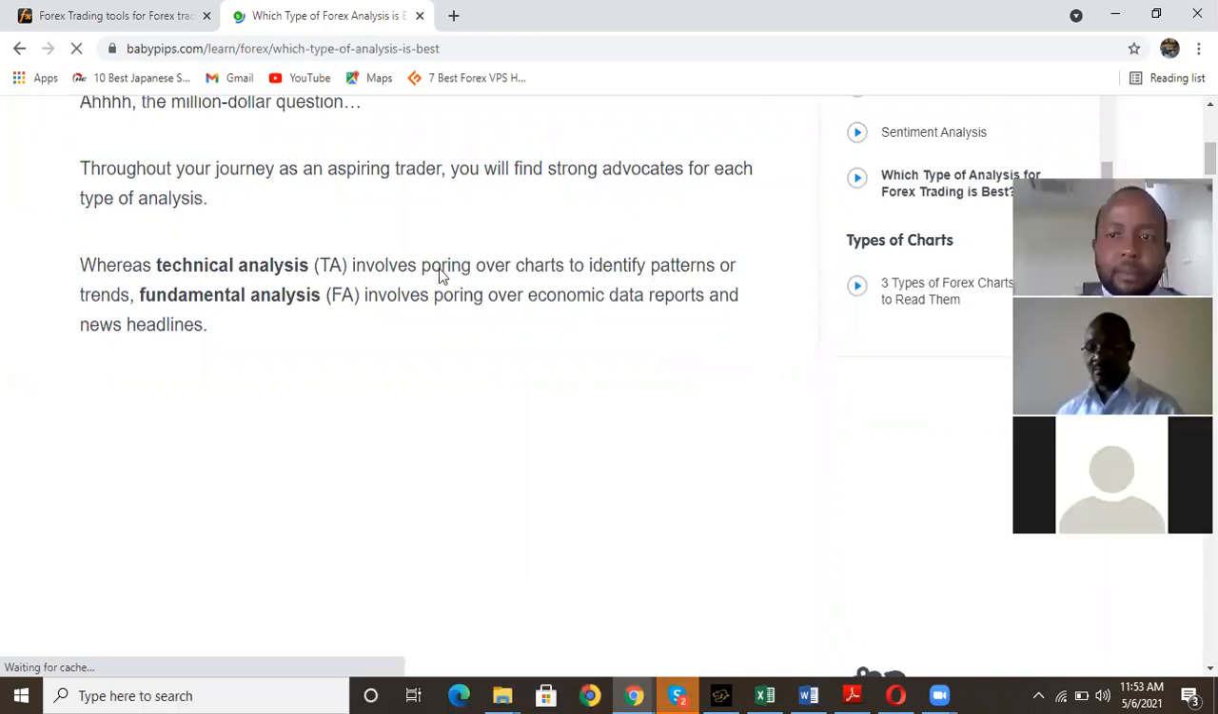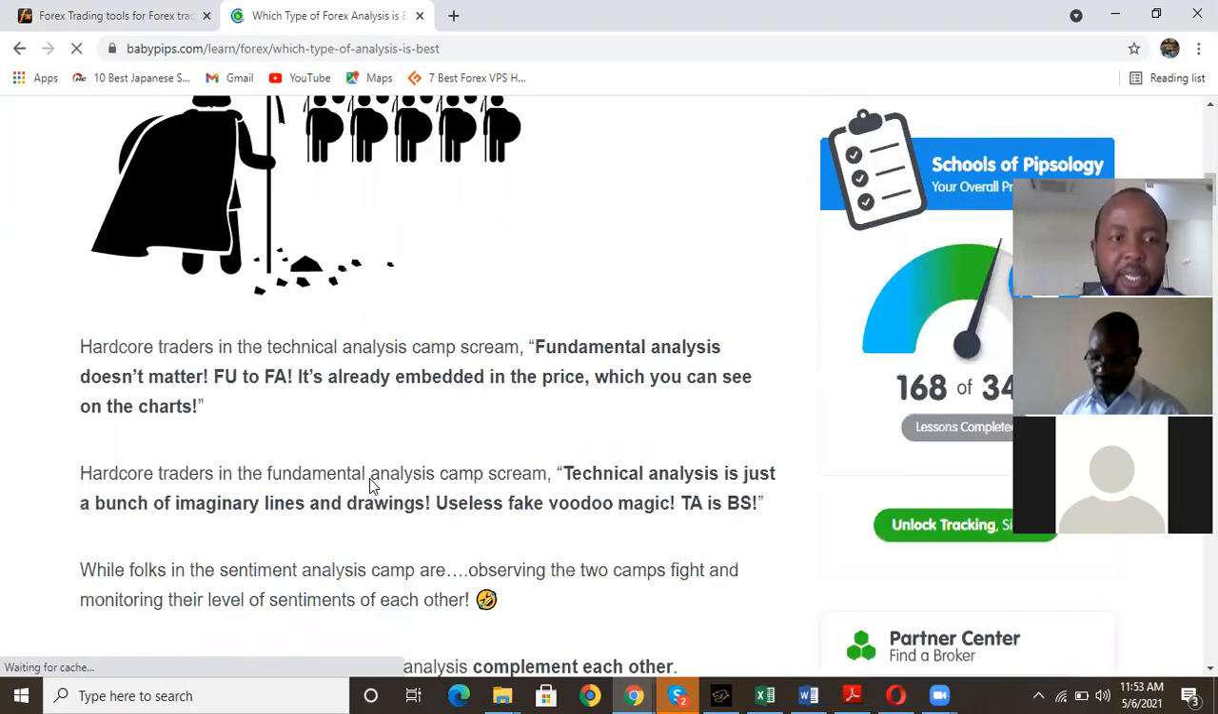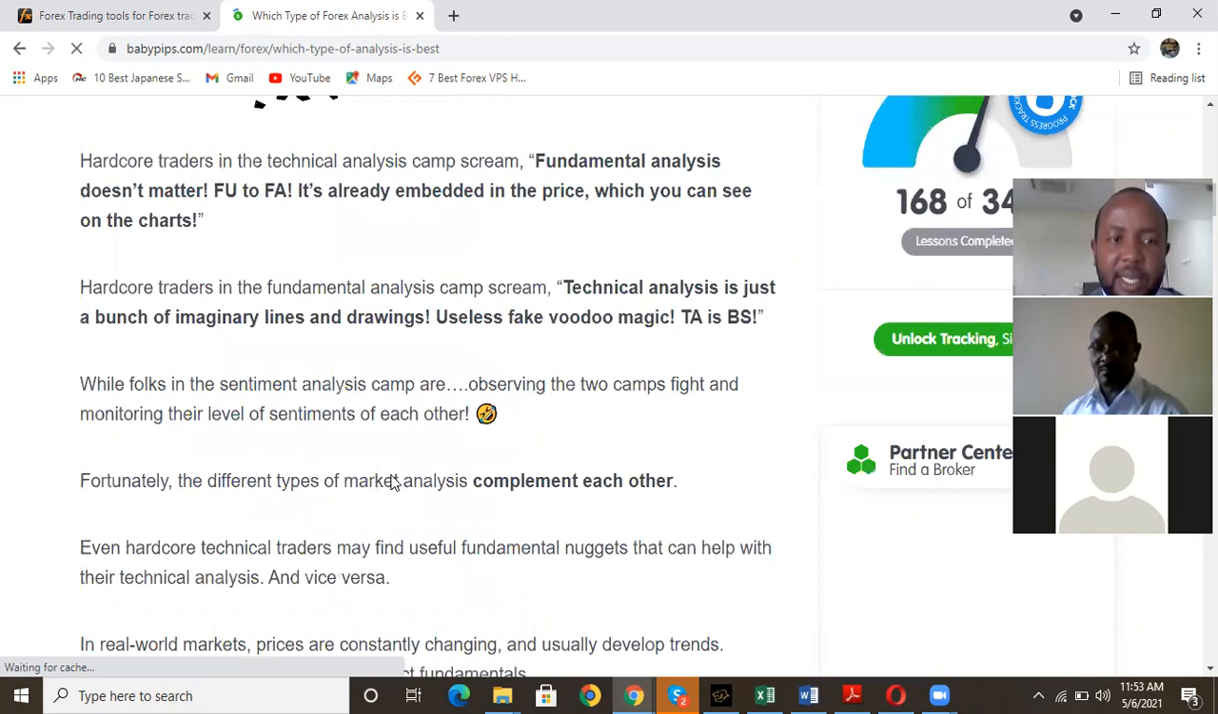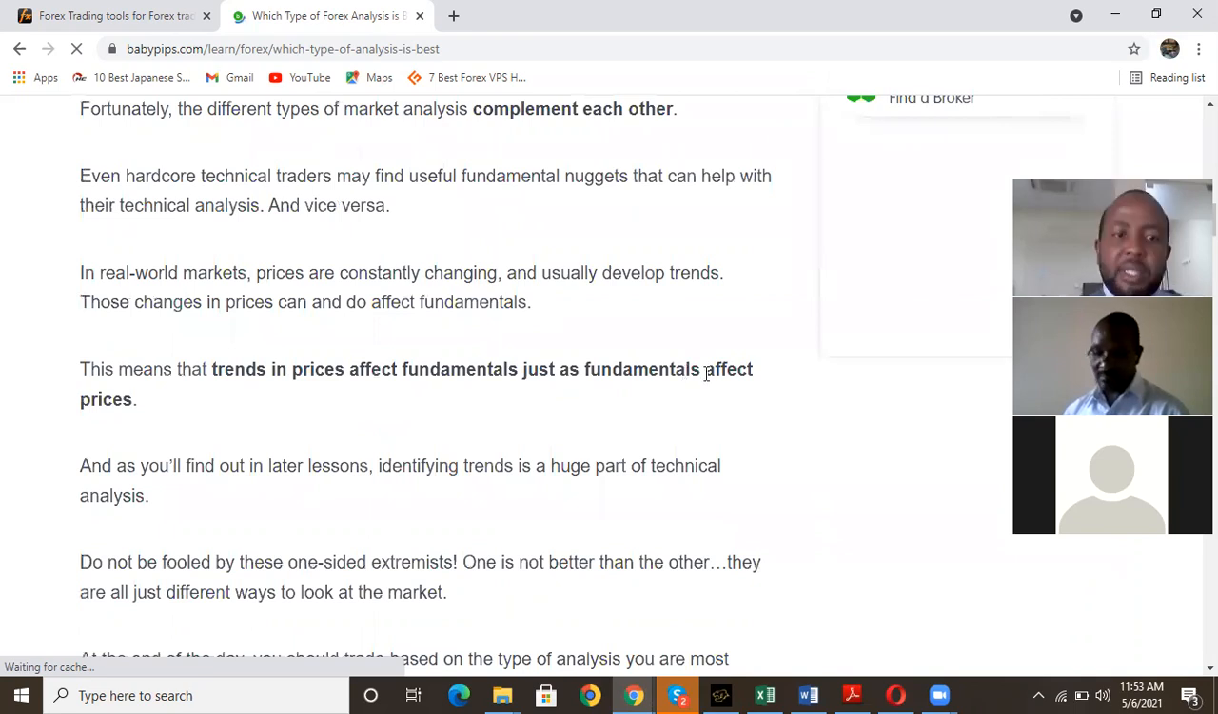So TA, or technical analysis, involves poring over charts to identify patterns. Then fundamental involves poring over economic data reports and news headlines. What about sentiment? Some people say fundamental doesn't matter. Fortunately, the three types of market analysis complement each other. This means trends in price affect fundamentals just as fundamentals affect prices.